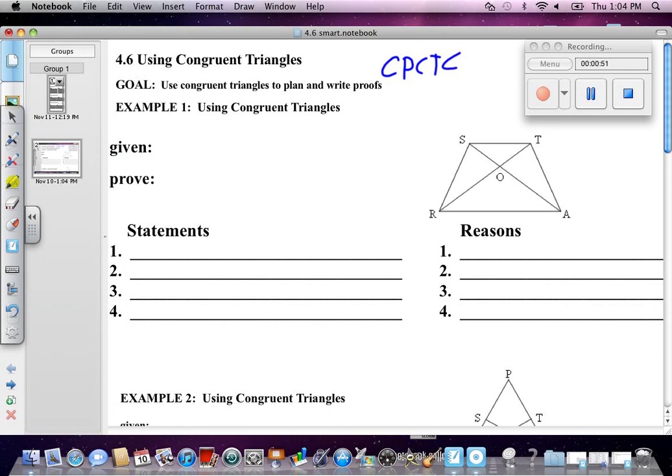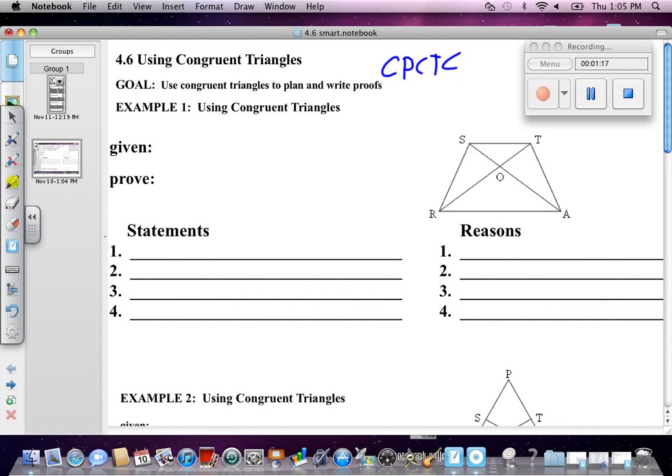When it is necessary. That is correct, Nathaniel. You would use CPCTC if you've already proven two triangles are congruent and you want to know if the angles are congruent or the sides are congruent. So you have to have the triangles already proven. CPCTC means corresponding parts of congruent triangles. Correct.